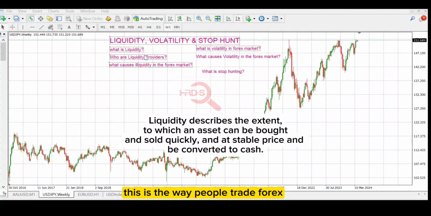Before now, this is the way people traded Forex. When you placed your buy or sell order, you would need to wait. You would need to bear what we call a waiting cost. You would wait until you found someone who was willing to buy from you or sell to you. That is the way Forex has been for a long time.